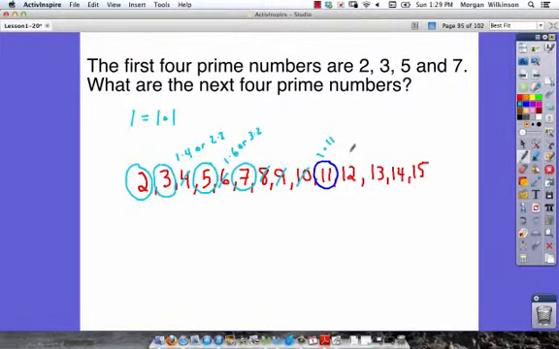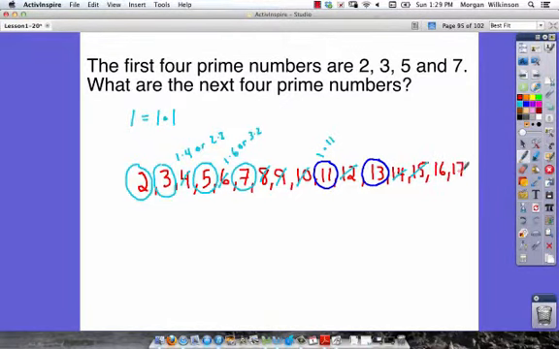Then we'll go ahead and we'll look at 12, can't be. We know 14 also can't be, and we know 15 can't be because 15, remember, also had 5 and 3 as factors. So 13, we've worked with that one. 1 and 13 are the only factors of 13. Well, we've only got the next 2 prime numbers after 2, 3, 5, and 7. We need to continue our list.